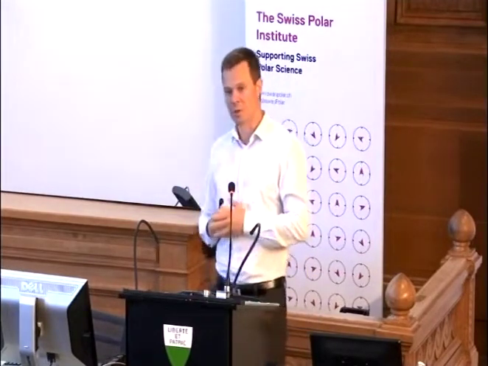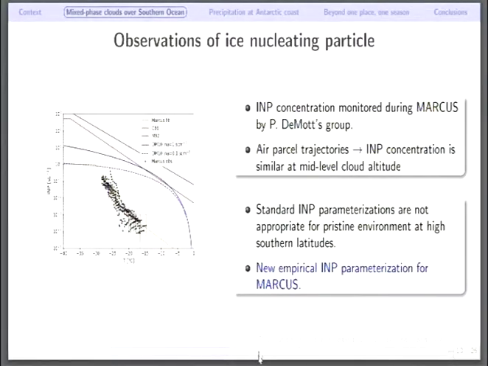Aside from the radar measurements and the atmospheric measurements, there were aerosol measurements. And thanks to Paul Demotte's group and their effort during this campaign, there were measurements of ice nucleating particles, INPs, which are important particles on which ice can deposit from the water vapor phase. And we checked using back trajectories that what was measured at the boat altitude was more or less representative of what we can expect at mid-level cloud altitude.